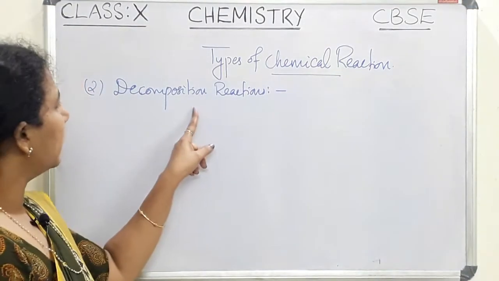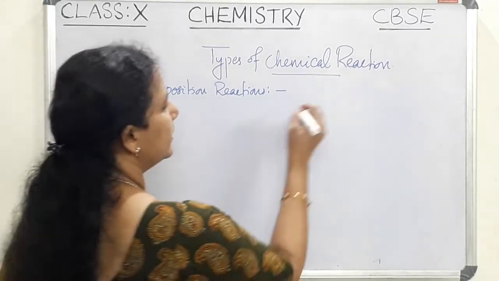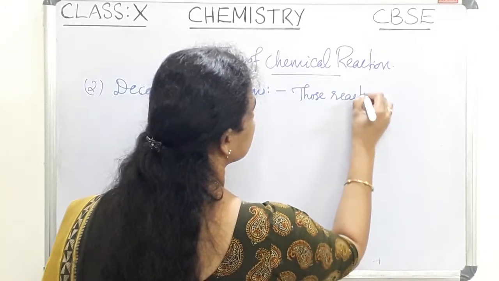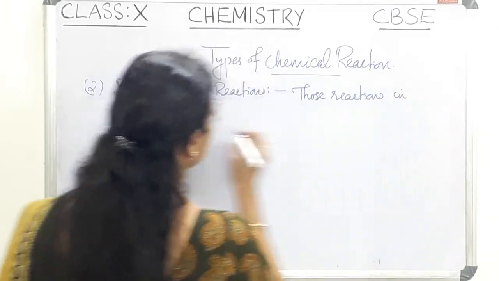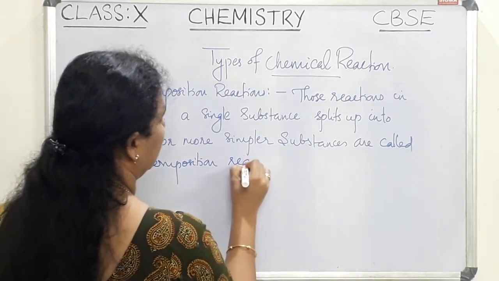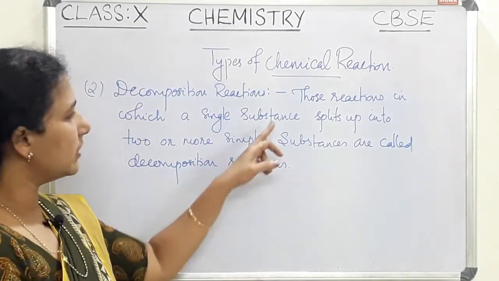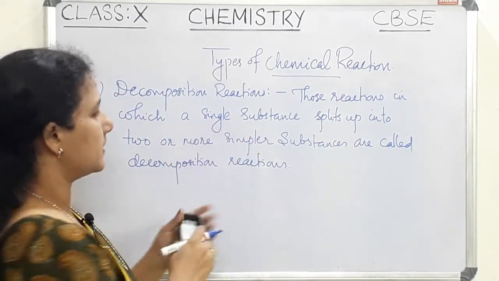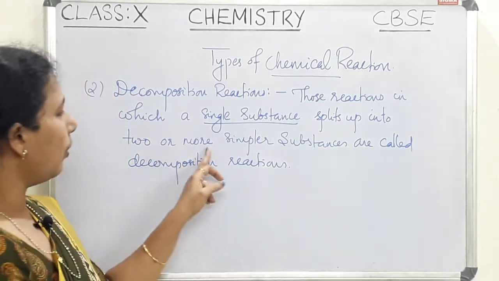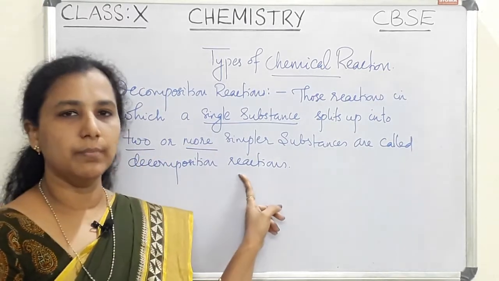The second type of chemical reaction is decomposition reaction. So let us write the definition. Those reactions in which a single substance splits up into two or more simpler substances are called a decomposition reaction.